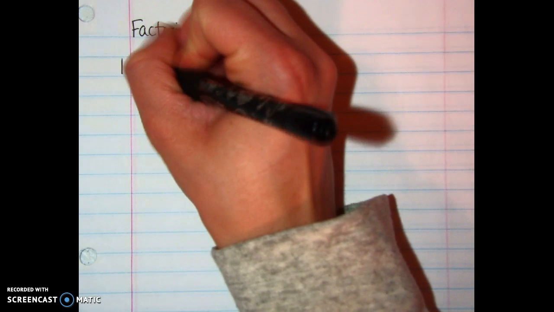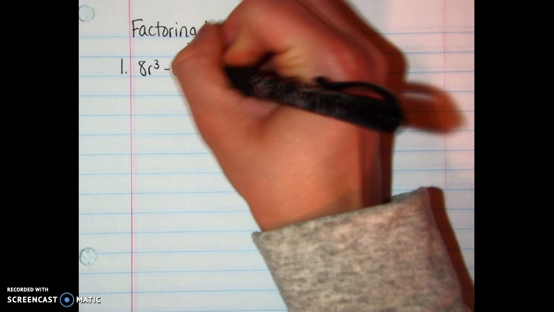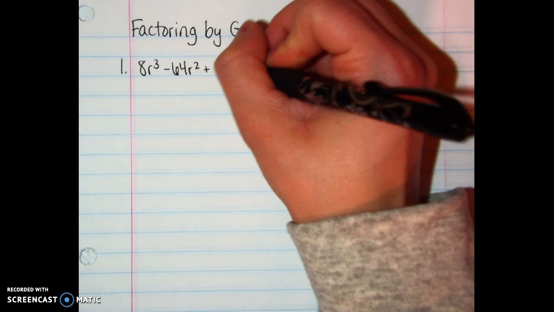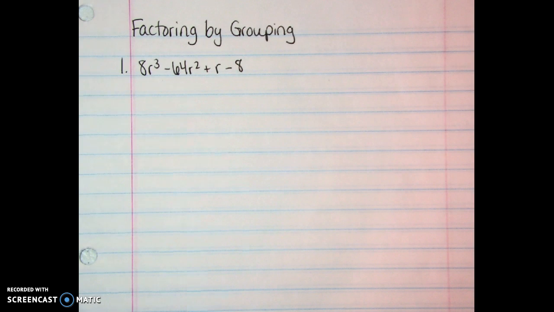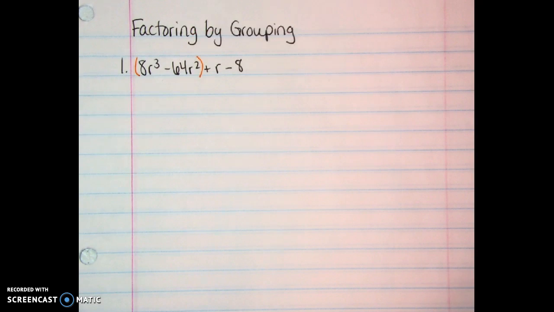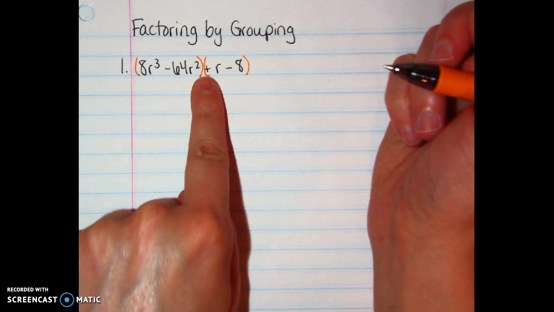First one is 8r cubed minus 64r squared plus r minus 8. And first part of factoring by grouping, you need to make your groups. So I'm just going to put a set of parentheses around the first 2 terms and a set around the second 2 terms, including that sign.